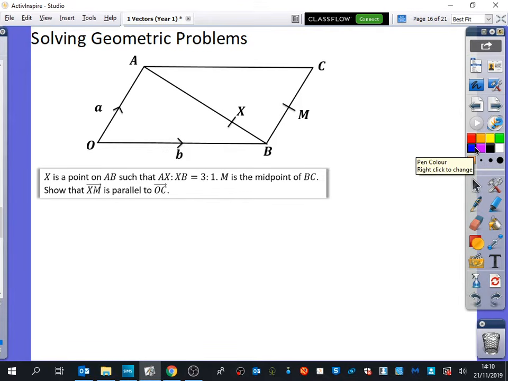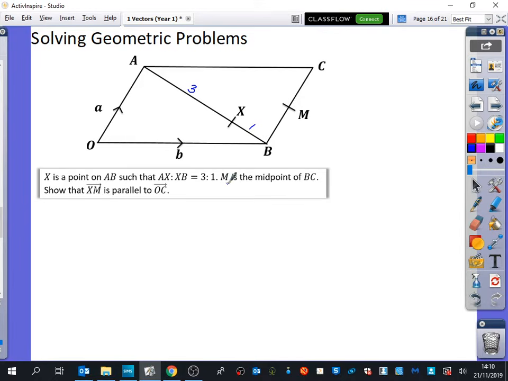We've got a picture here of a parallelogram, and it says X is a point on AB such that AX to XB is 3 to 1. So it's already telling me that this ratio, AX to XB, from here to here, is 3 to 1. Immediately, what I like to do is say this is the side that's got 3, this is the side that's got 1. It's just going to help me visualize what's happening.